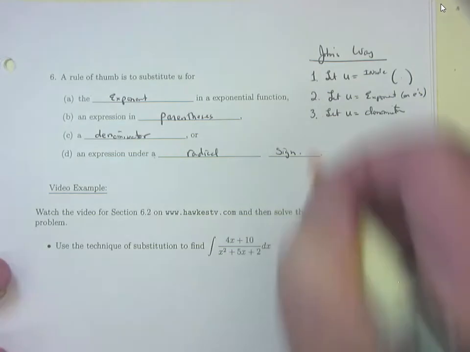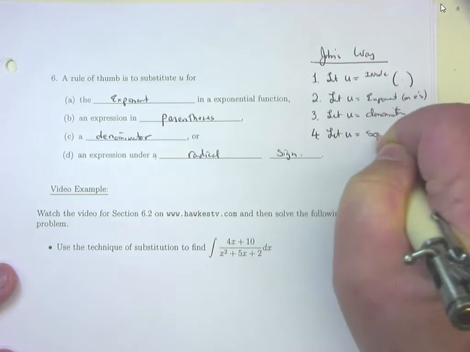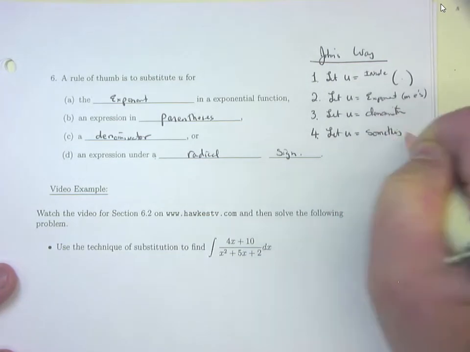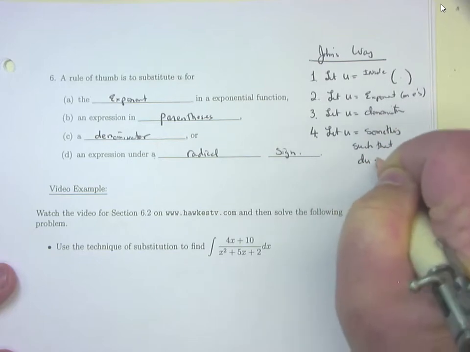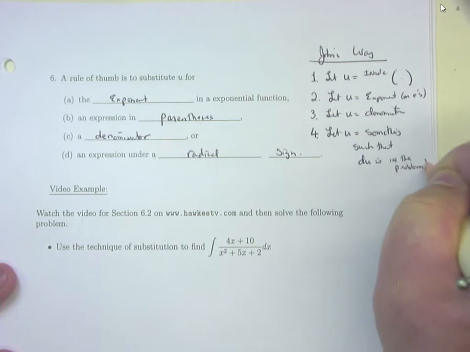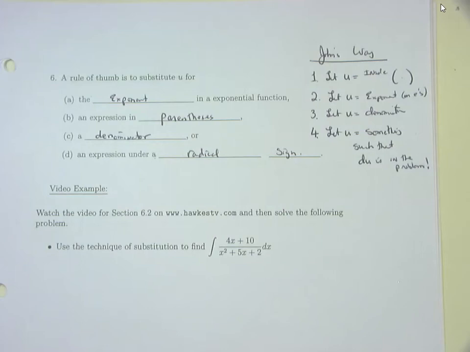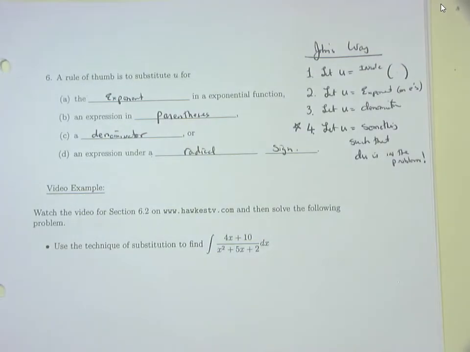And here's another one. Number 4, the catch-all phrase. Let u equal something such that du is in the problem. That's the real trick of u-substitution. Up to a constant. You can always manipulate a constant around, but you always let u equal something. When I take its derivative, it's going to be in the problem. That is the u-substitution technique right there. Whatever I let u equal to, du is going to be in the problem. Okay?